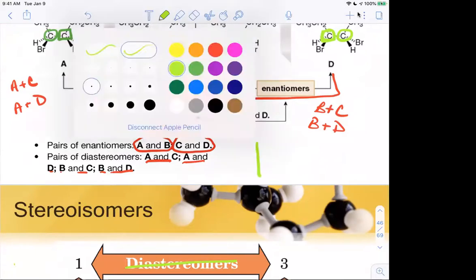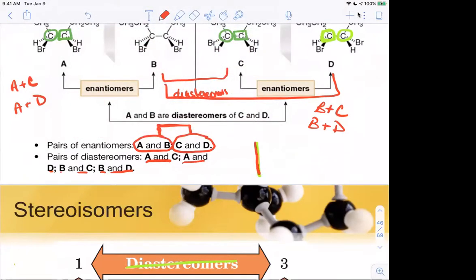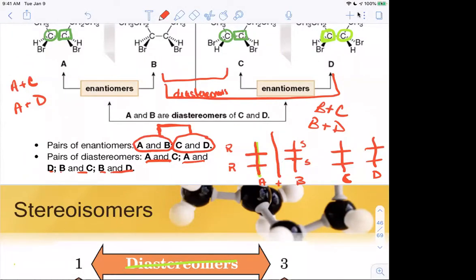Let me use a different color. If I look at those two chiral centers that are mirror images, so A and B, and then I look at C and D, I'm not going to draw specifics here. I'm just going to give you a generality. If this would be RR, this configuration would have to be SS. If this is RS, this configuration has to be SR.